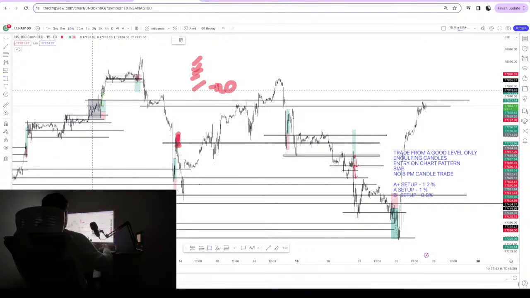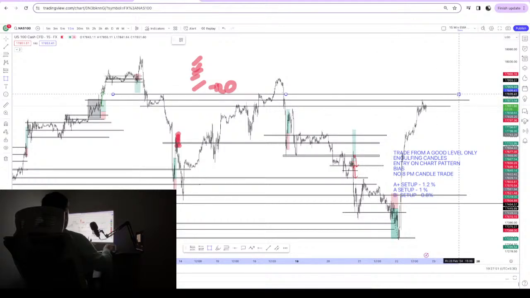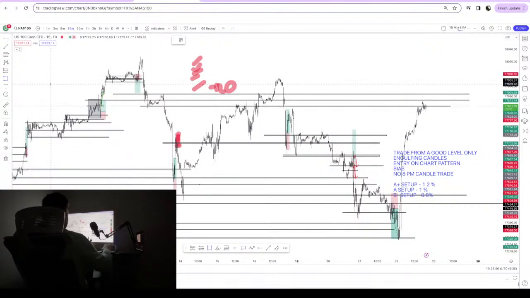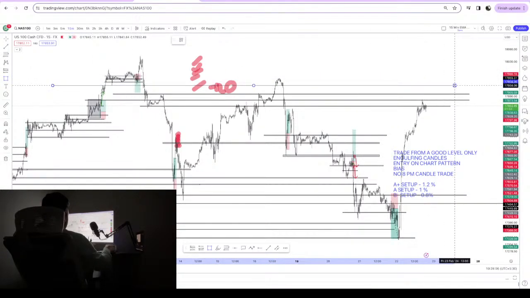Other levels we can mark. We can see this is also a level, because you have to search for the levels on which the market reacted. Either it formed a support or it formed a resistance there. Those will be the levels of interest for you. Got it? So these are the levels of interest for me right now.